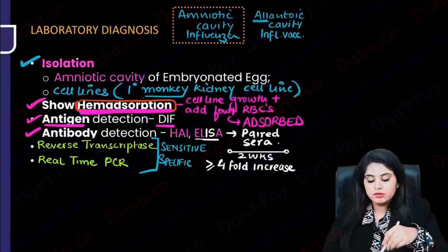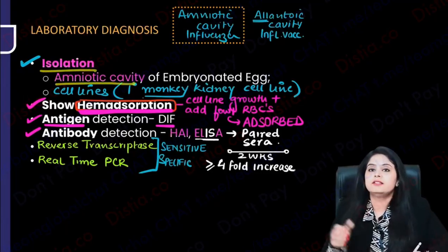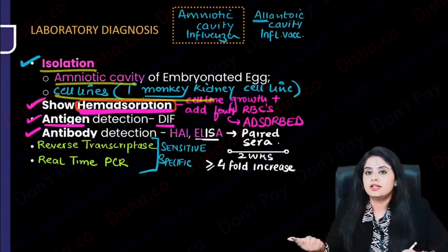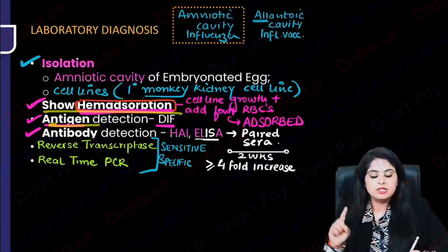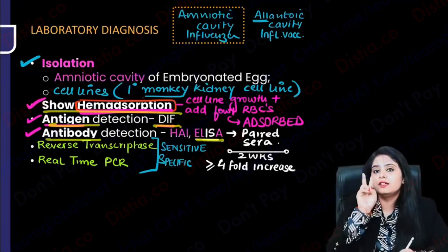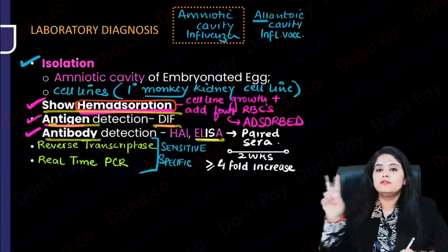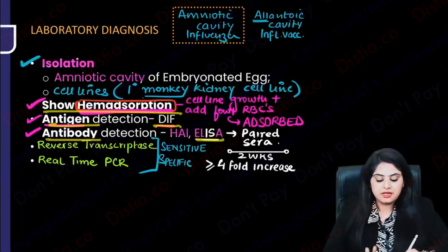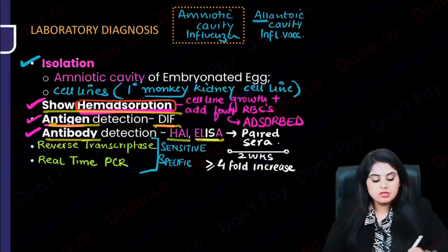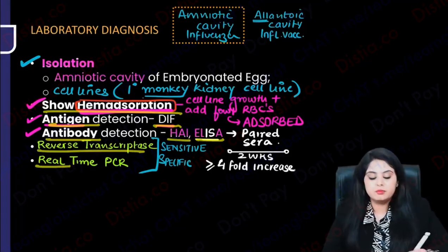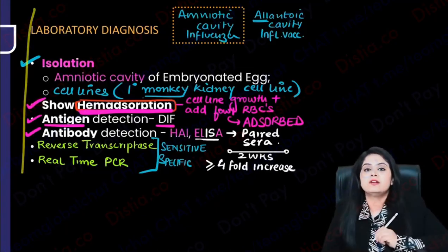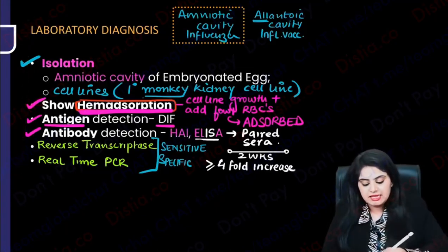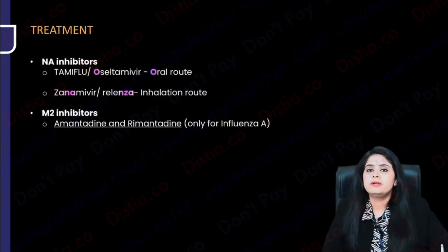The second thing I've told you is if you have to isolate, you will isolate it either in the amniotic cavity or the monkey cell line. On the cell lines, it will always show hemadsorption. For antigen you will do DIF, for antibody you will do ELISA. 2 samples of ELISA, 2 weeks apart, 2 2s are 4, so 4 times antibody titer. Hemagglutination inhibition test will be done, reverse transcriptase and real-time PCR will be sensitive and specific. That is your flashcard for influenza lab diagnosis, which leaves you with treatment and vaccination.